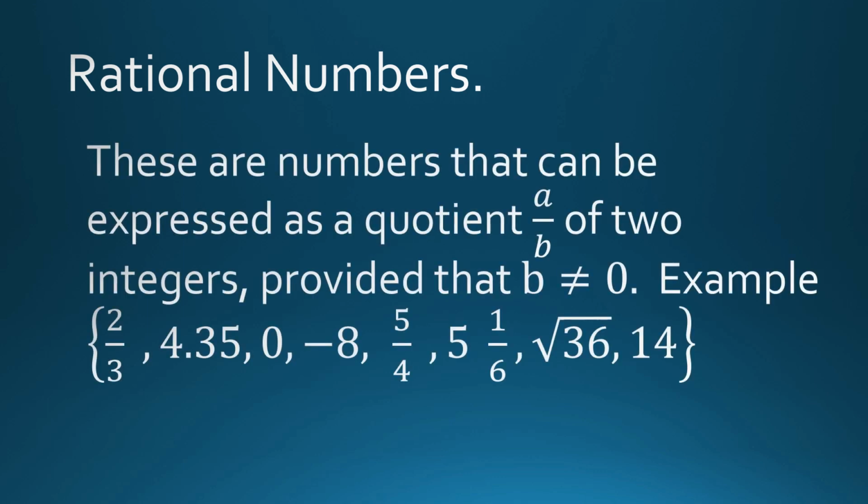Rational numbers. These are numbers that can be expressed as a quotient a over b of two integers, provided that b is not equal to 0, because when b is equal to 0, our answer is undefined. Examples of these numbers: 2/3, we have also 4.35, we have 0, negative 8, 5 over 4, 5, and 1/6, square root of 36, and 14. As long as you can express the number as a fraction or quotient of two integers, they are under rational numbers.